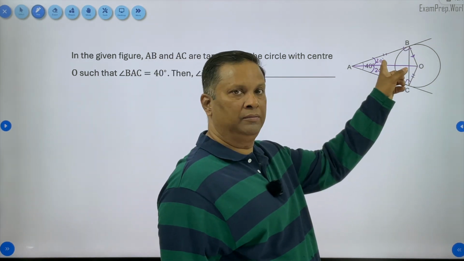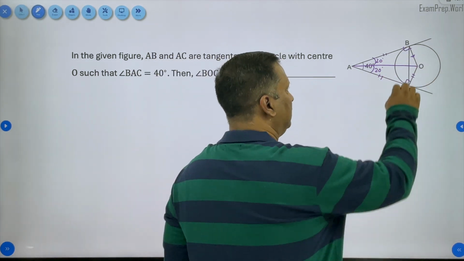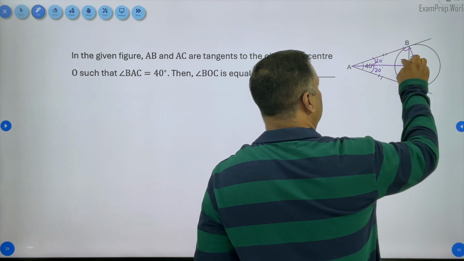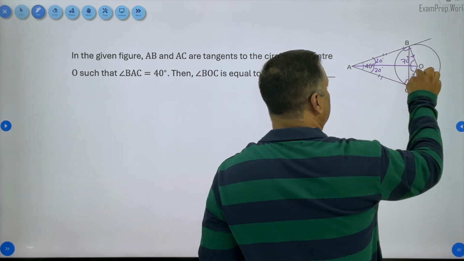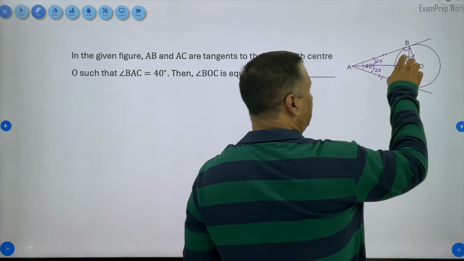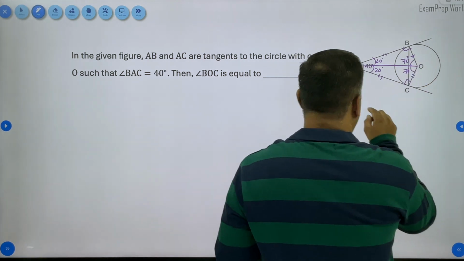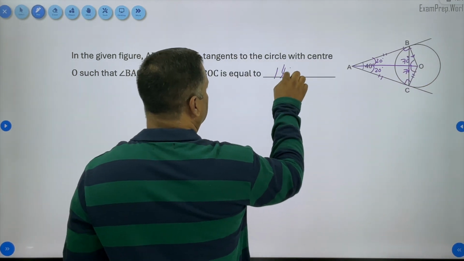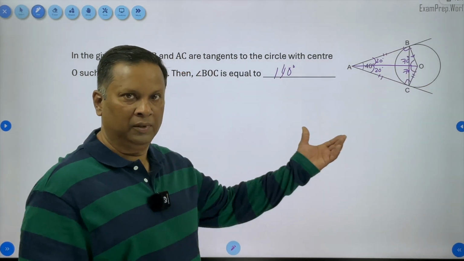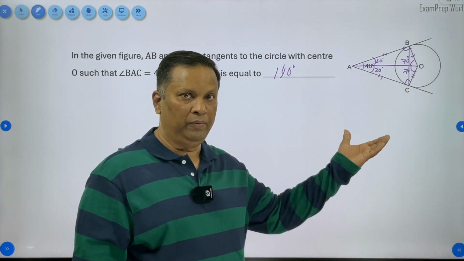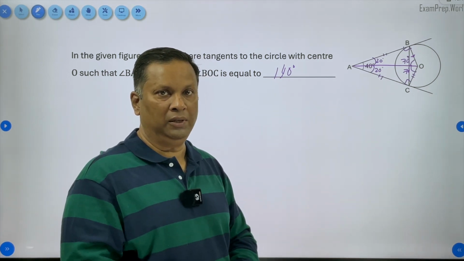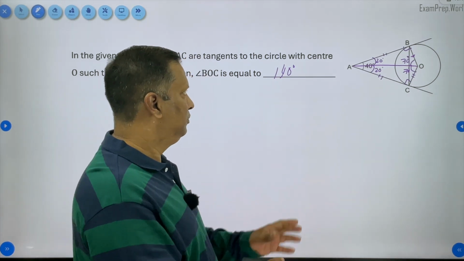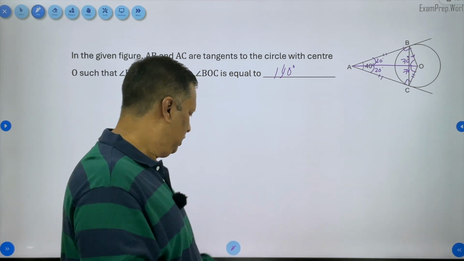Now, what will be the third angle? 90, 20, so this should be 70 inside. This angle is 70 degrees. So this angle should also be 70 because both triangles are congruent. 70 plus 70, 140. So our angle is 140 degrees. Easy to understand? What are we using? Tangent is always perpendicular to the radius. Okay. Now let's do another question.